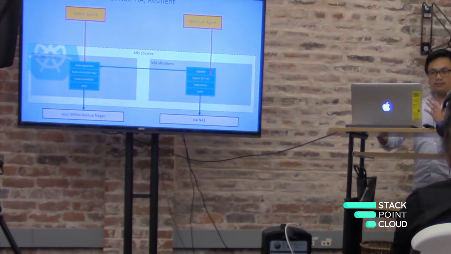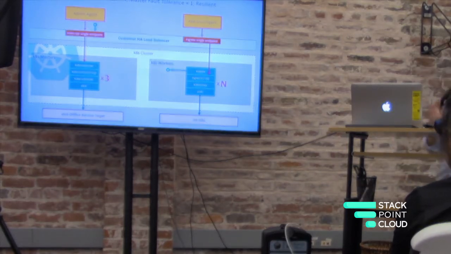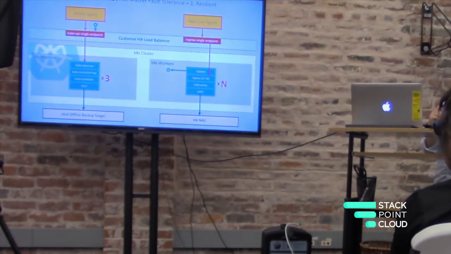All right, now here we go. This is now true HA. 3 by N cluster plus offline backup plus HA NAS. We have a master fault tolerance of 1 here because according to the design of etcd, or as per the Raft protocol, if you have 3 etcd members in a cluster, you can tolerate 1 dying. Better replace that very quickly because if another one dies, your cluster is gone.